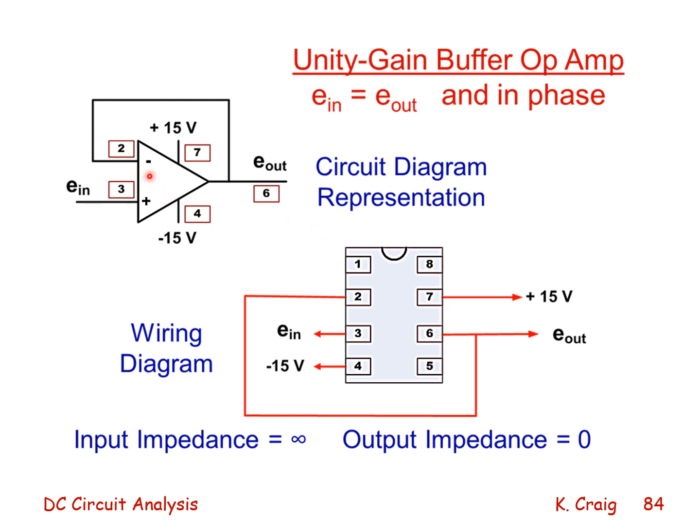Pin 2 is called the inverting input, which is connected to the output, hence we have negative feedback. Pin 3 is the non-inverting input, and that's where our input voltage gets connected. Pins 4 and 7 are our minus and plus power supply voltages, normally plus and minus 15 volts. And pin 6 is our output voltage. And again, for this device, ideally, this has an infinite input impedance and zero output impedance.